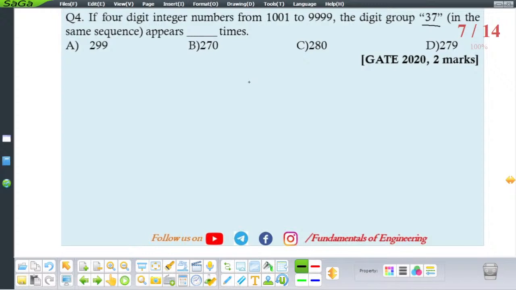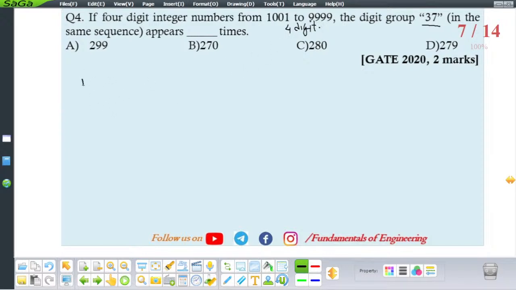The aptitude questions are very easy and the syllabus is the same for all branches. So don't think that these questions will not come in your paper. Now the digit group 37 in the same sequence appears how many times between 1001 and 9999? So we have to form a 4-digit number, because you can see it is in between these.